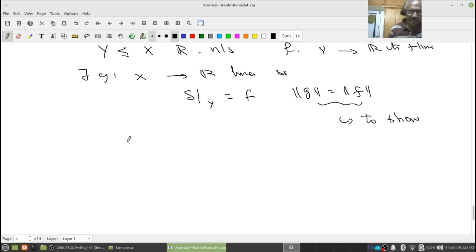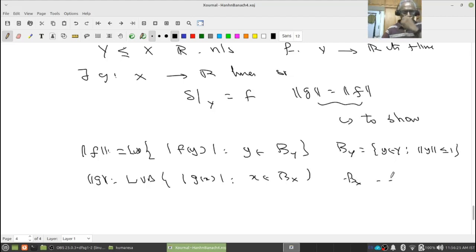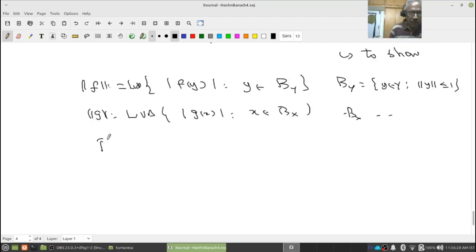But that's very easy, because let's recall what is norm of f. Norm of f by definition is LUB of modulus f of y as y varies over B of Y. What is B of Y? For the time being, let me assume B of Y is the closed unit ball in Y with respect to the induced norm. And what is norm of g? That is by definition again LUB of modulus g of x as x varies over B of X. What is B of X? Clear, right? Now notice that B of Y is a subset of B of X.